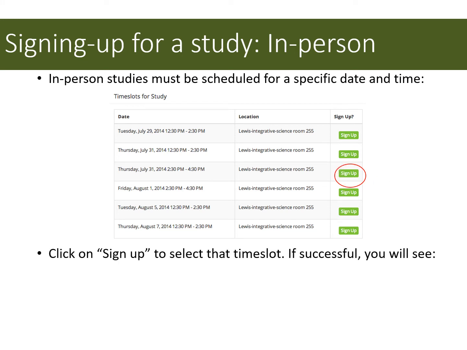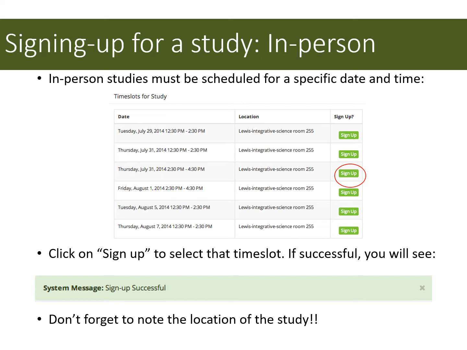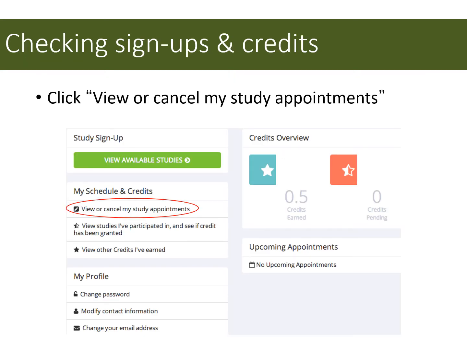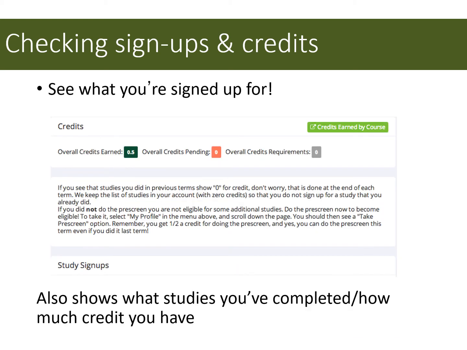So once you click sign up, if that sign up was successful, again, you will see the green sign up banner across the screen. And don't forget to note the location of the study, as you will be going in person. Once you have signed up for studies, you can view or cancel your study appointments by going to this button here that's circled in red. And this will show you all the credits you've already earned, the overall pending credits you have, and your credit requirements. And at the bottom of the screen, it will show you your study signups.